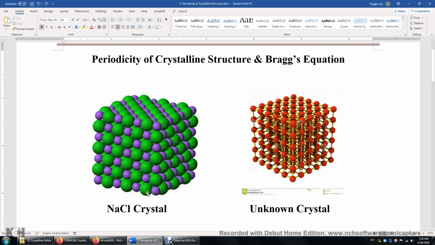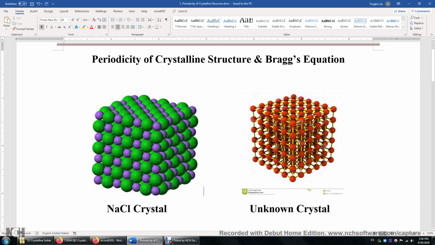How about this one? Same thing. And also, if you look at the other direction, again, this square has four sodium plus ions on the corners and the four chlorine minus on the edges. So that's the periodic structure of the sodium chloride crystal.